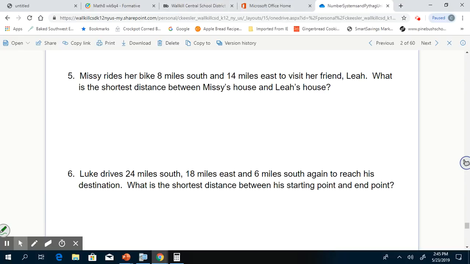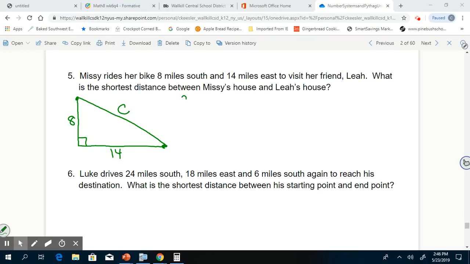So I'm going to draw a little picture that shows her route. So Missy rides 8 miles south. So if this is where she's starting, 8 miles south would be going this way. And then 14 miles east would be this way. So this is where she ends up. The shortest distance between 2 points is always the most direct route. So this would be the shortest distance right here. So if this is 8, this is our right angle, and this is 14, we want to find C.